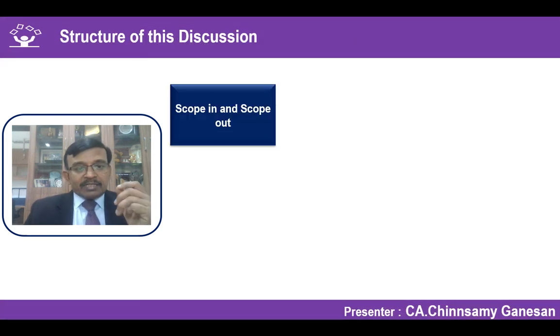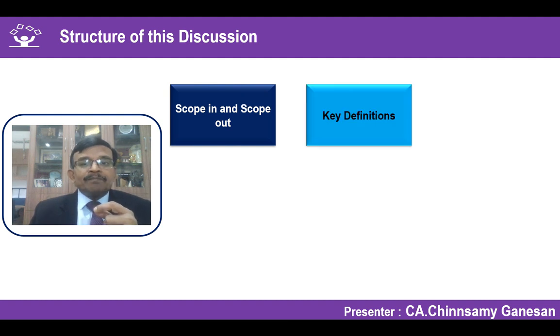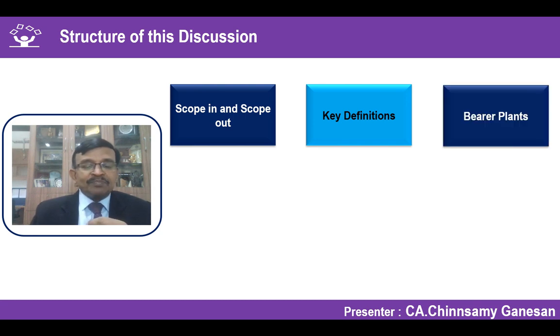Let us go into the structure of our discussion. What is scoped in under this standard and what is scoped out of the standard is the first discussion. Which standard should be applied will automatically come as the answer from this scope in and scope out. The second is what are all the key definitions which we have to consider. And because of the key definitions, what is the accounting treatment, recognition, measurement, disclosure, what are all the treatments which we have to consider is the next important point for our discussion.